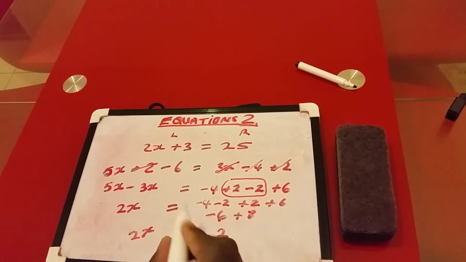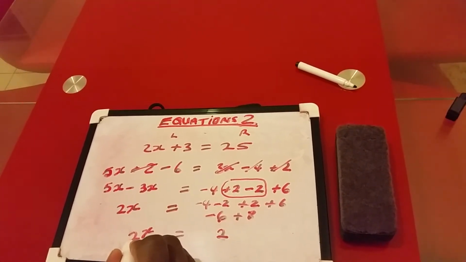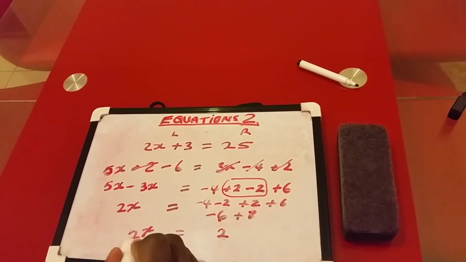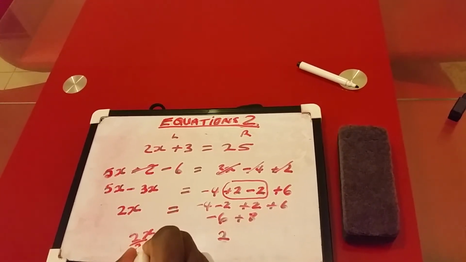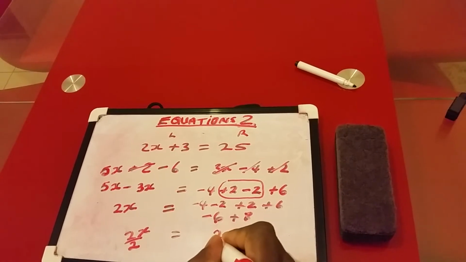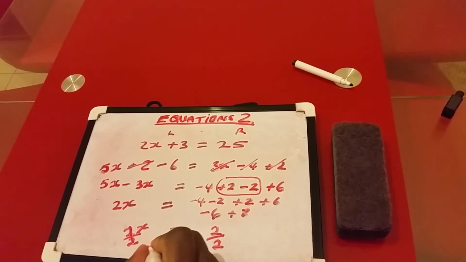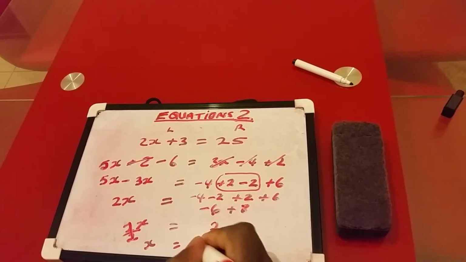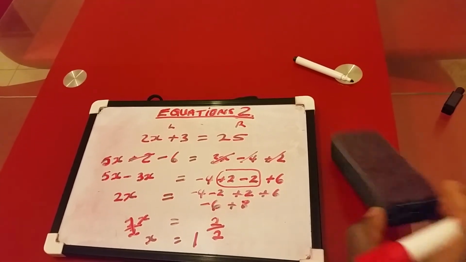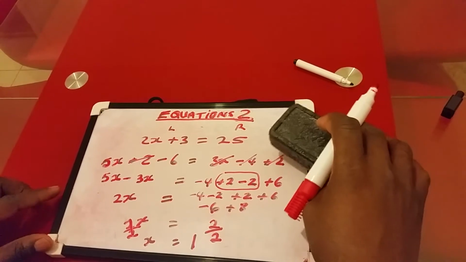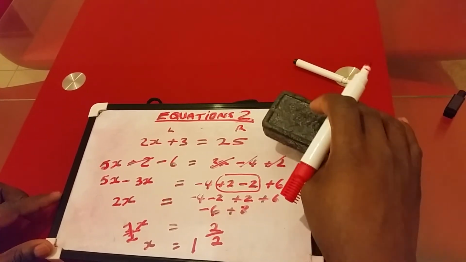Now the last step in this is that we want to get rid of the 2, so we have to divide by 2. And what we do to one side, we do to the other. So x equal to 1. And we can pop that back into the equation just to check to see if that was correct.